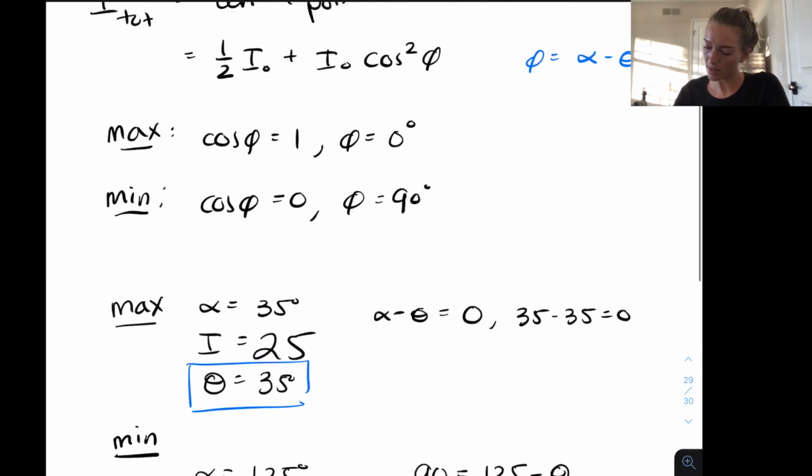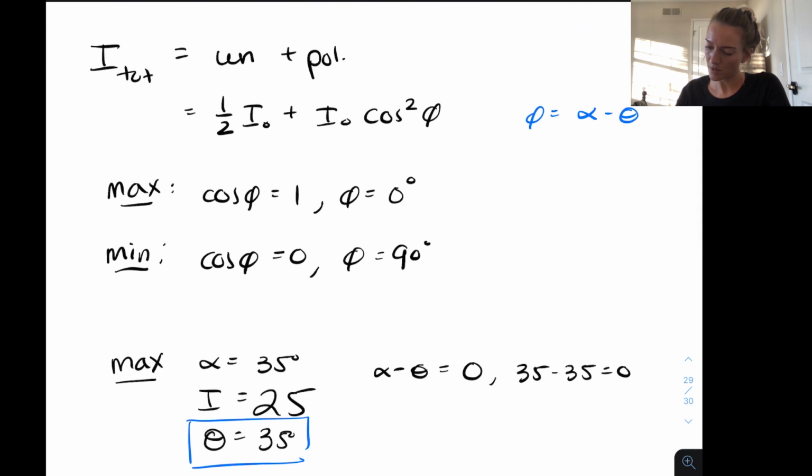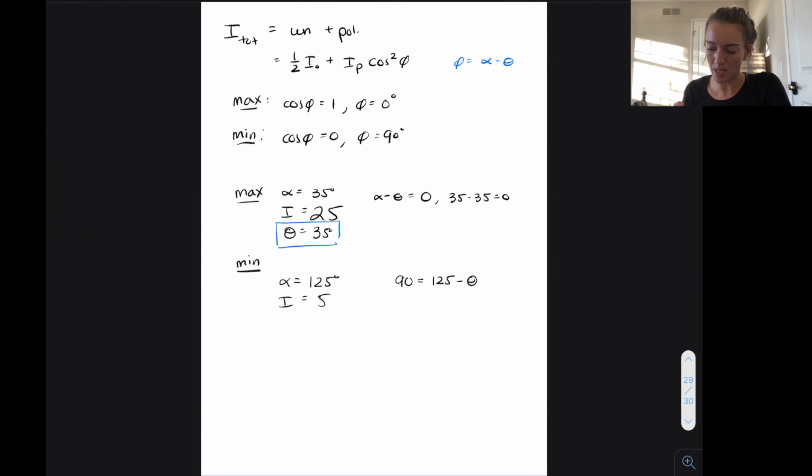Okay, so let's find the intensity. So we had this equation up here. Sorry, this should have been P, because the intensity of the unpolarized light was I naught, and the intensity of the polarized light was I sub P. So I should have written I sub P here. Okay, so now we want to find I sub naught and I sub P.